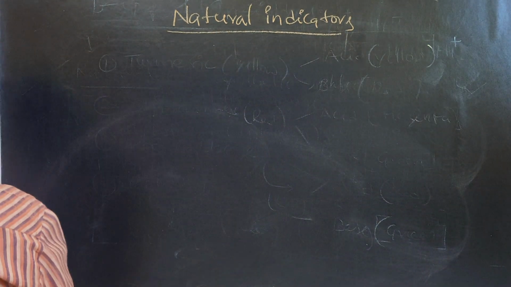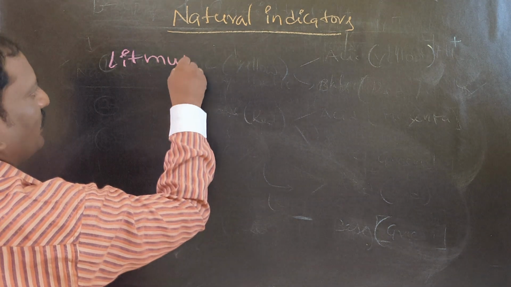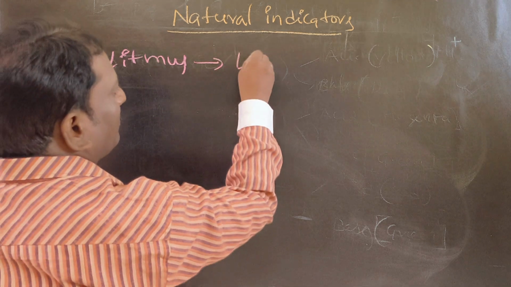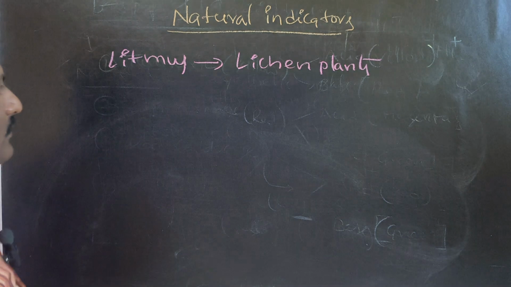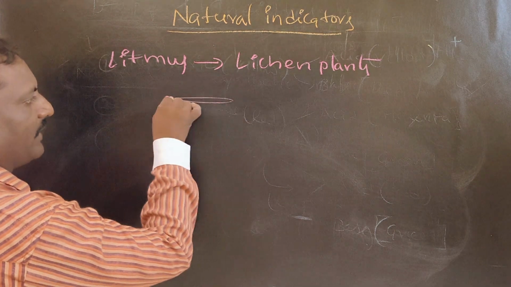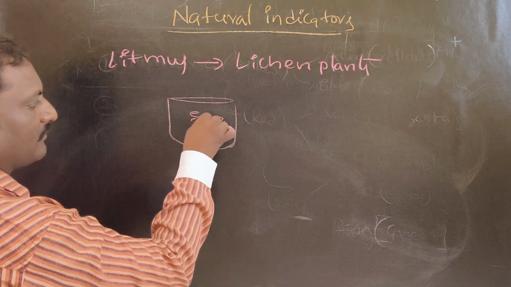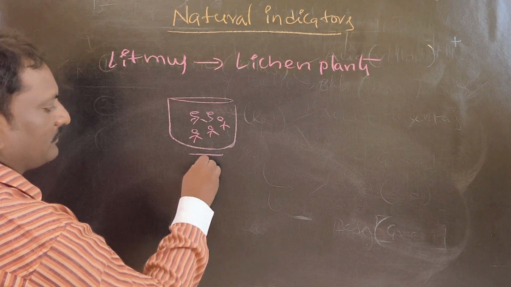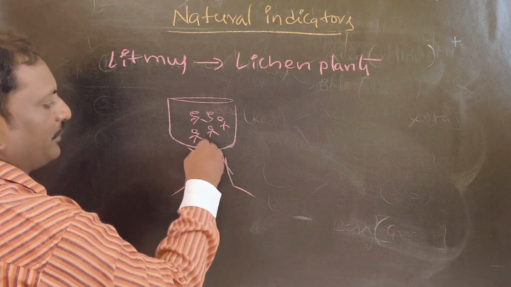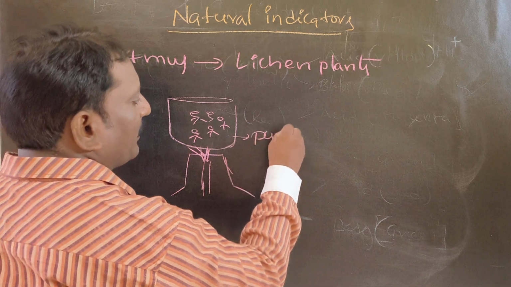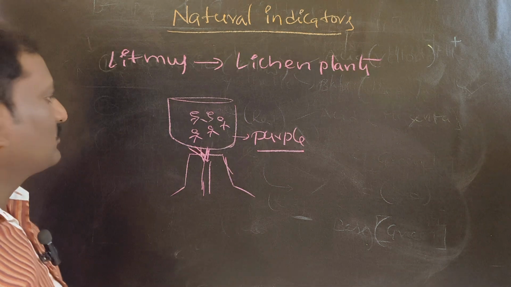Litmus solution can be extracted from lichen plants. When the lichen plants are boiled in water, then you will get a purple color liquid, that is called litmus solution.